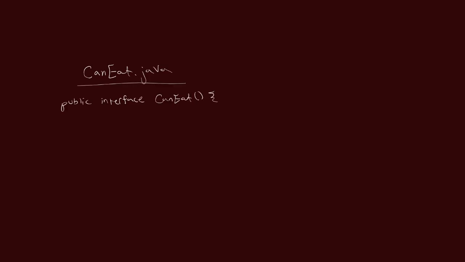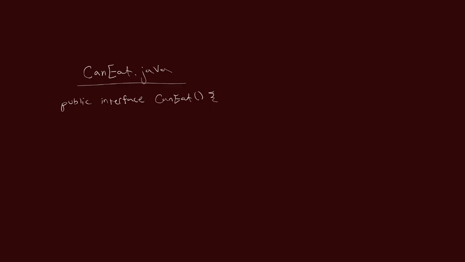Now any variables that we put inside an interface, so if you were to do int x equals 5, this would be public static and final, so we can't really change it. And for methods that we put in, it would be a public abstract method.